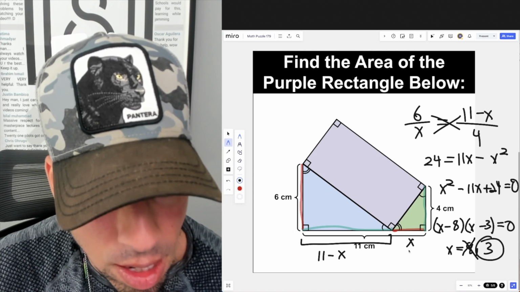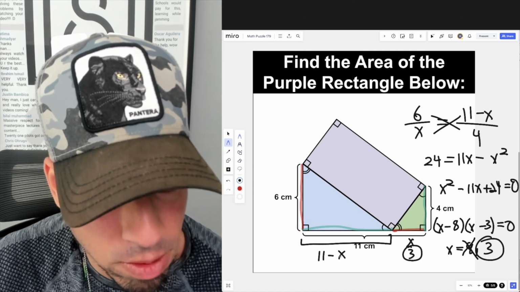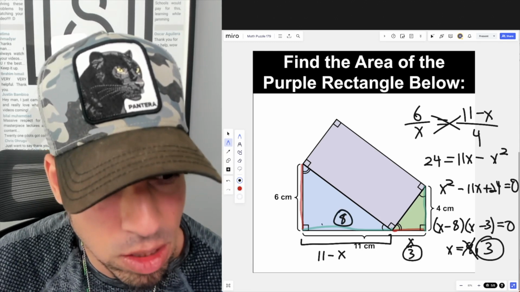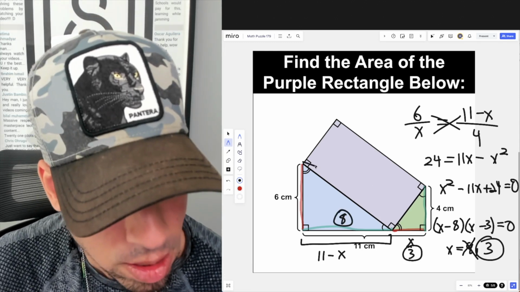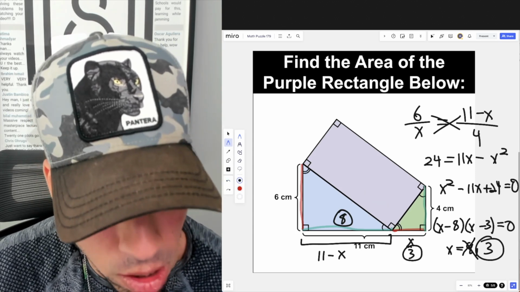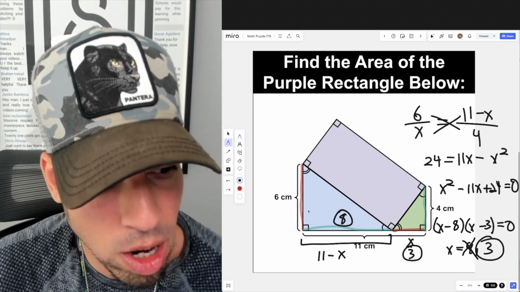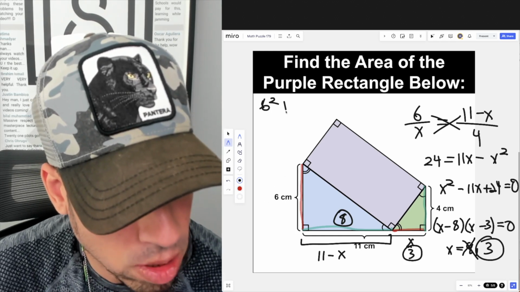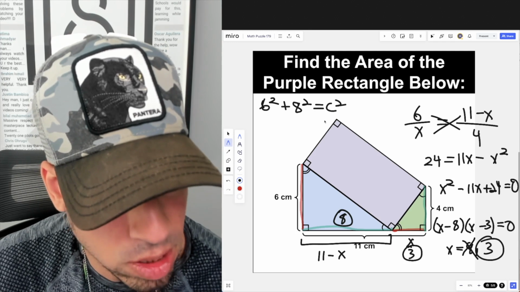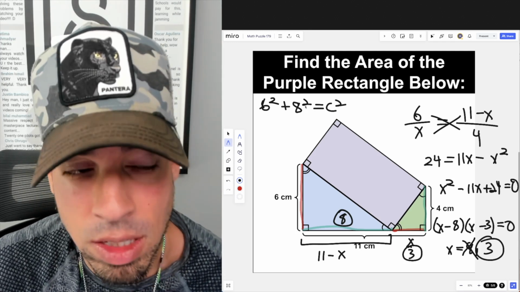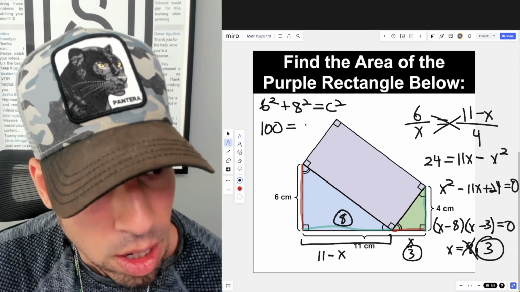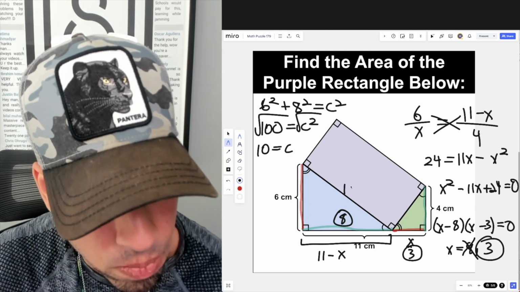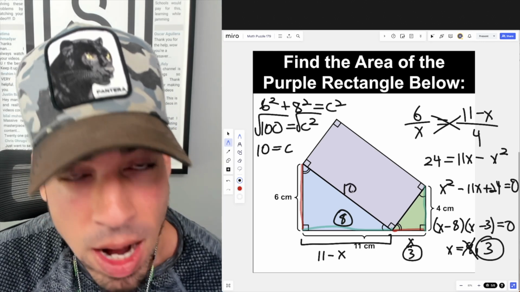Now that means this side length is 3. That's x. And then 11 minus x, meaning 11 minus 3, this side length over here is 8. The reason why this is important is because we can now use the Pythagorean theorem to find this diagonal, which is the hypotenuse of the blue triangle, and this diagonal, the hypotenuse of the green triangle. So we can say 6 squared, which is this leg, plus the other leg, 8 squared, equals the hypotenuse c squared. 6 squared is 36, 8 squared is 64, 36 plus 64 is 100. And if c squared equals 100, that means c equals the square root of 100, which is 10. This is also a 3, 4, 5 right triangle, just doubled.